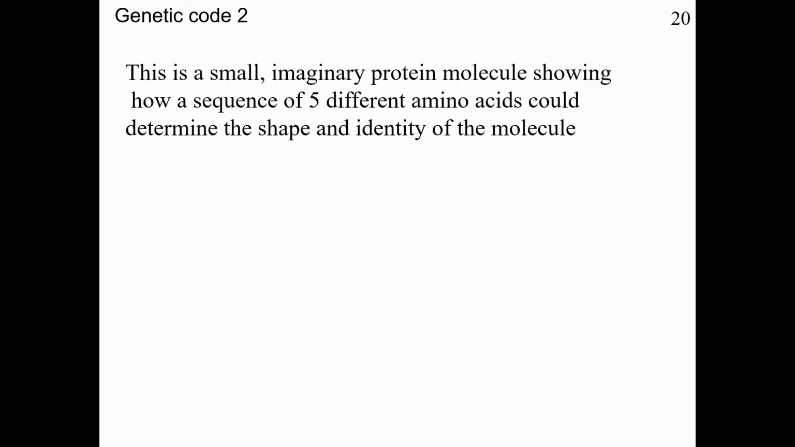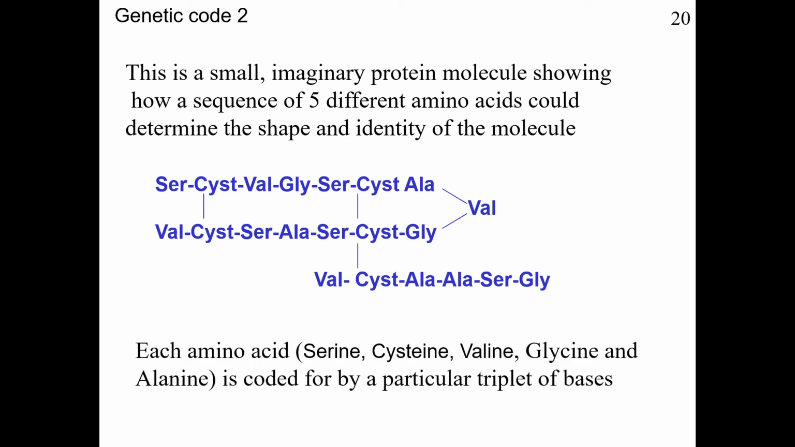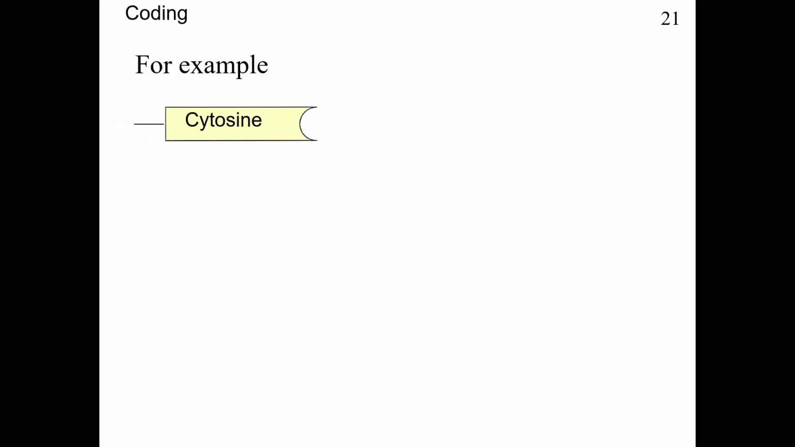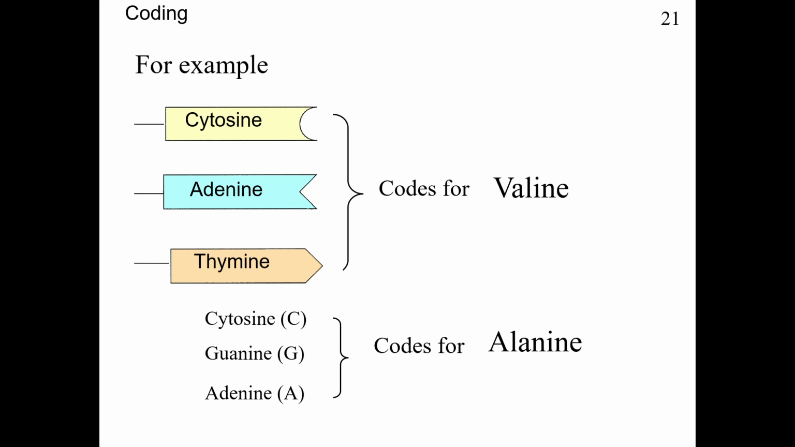So here's a small imaginary protein. Okay, we've got all these different amino acids. Okay, and they've bonded in sort of a shape. Okay, and each one of these amino acids is coded for by a different triplet of bases. So for example, here's the code for valine, CAT. CGA codes for alanine. Now, those are different amino acids.